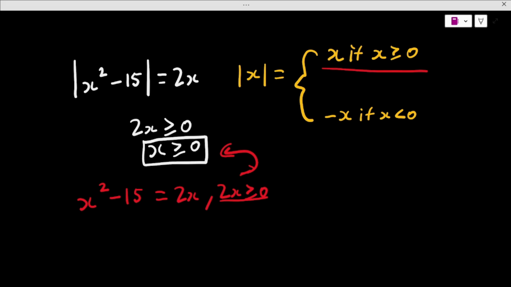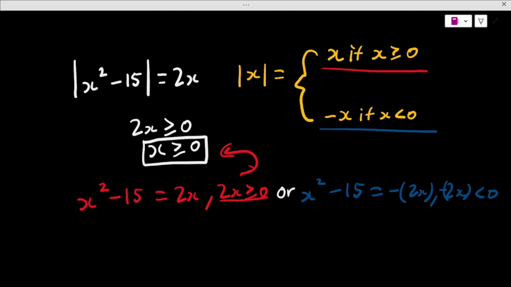Okay, now let's talk about the other side. What about this branch? Well, it means that x squared minus 15 could be equal to the negative of 2x, where negative 2x is less than 0. These are two possible cases. They cannot be fulfilled at the same time for any value of x, so we use the word or to connect these together. Now, let's get solving.